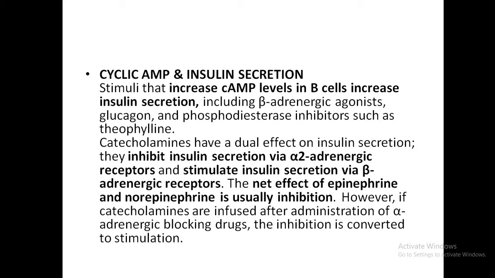I wanted to highlight cyclic AMP and insulin secretion in this slide because stimuli that increase cyclic AMP levels in beta cells increase insulin secretion. These include beta adrenergic agonists like salbutamol, glucagon, and phosphodiesterase inhibitors like theophylline. Catecholamines have a dual effect. They inhibit insulin secretion via alpha-2 adrenergic receptors and stimulate insulin secretion via beta-adrenergic receptors. The net effect of catecholamines is usually inhibition, but if they are infused after alpha blockade, the inhibition is converted to stimulation.